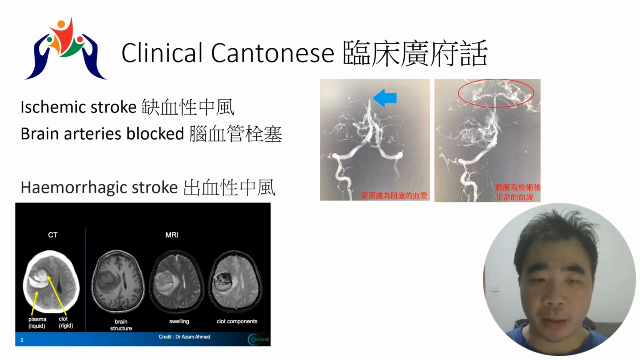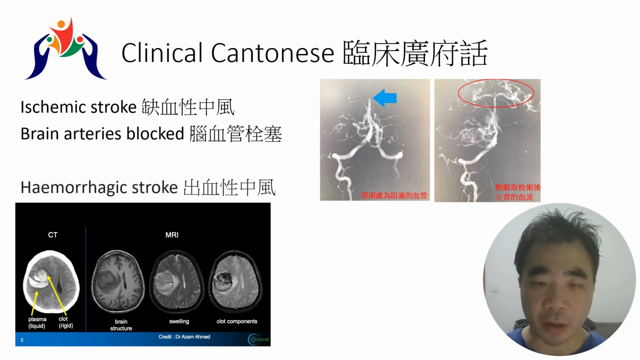Later, when we talk about the hemorrhagic stroke, you will find that the pronunciation is quite similar. Remember, this ischemic, the 缺 starts with the K sound. 缺 starts with the K sound. Okay, this is the official term, but in layman language, we say the brain arteries are blocked. We call it 腦血管栓塞. 腦血管栓塞. Okay, still a bit technical, so need to practice a little bit.